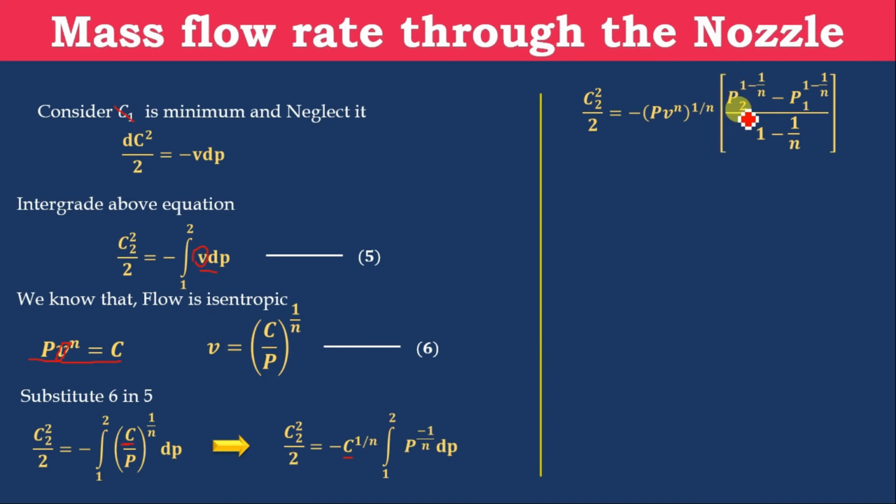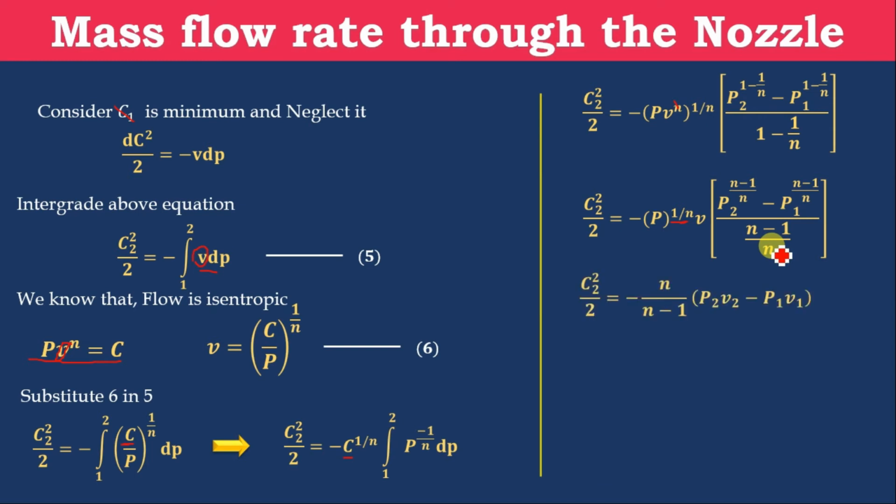Open the bracket. P2 whole power 1 minus 1 divided by n, minus P1 power 1 minus 1 divided by n, divided by 1 minus 1 divided by n. If you integrate P power minus 1 by n. Now we know that this n will get cancelled. We will be having only V, and P power 1 divided by n. So C2 squared divided by 2 is equal to minus P power 1 by n. This n will get cancelled. We have only V. Take LCM. P2 whole power (n minus 1) divided by n, minus P1 whole power (n minus 1) divided by n, divided by (n minus 1) divided by n.